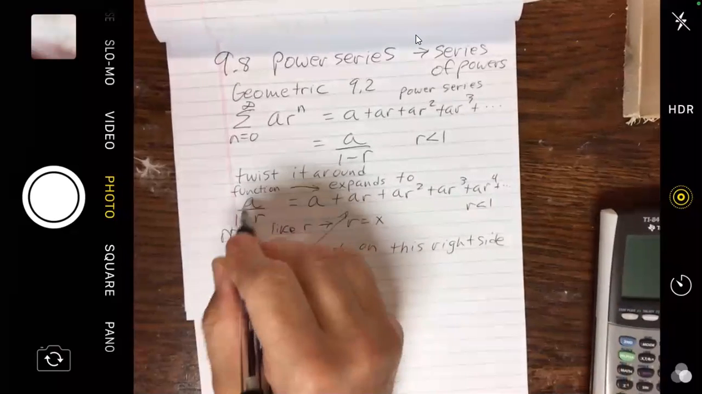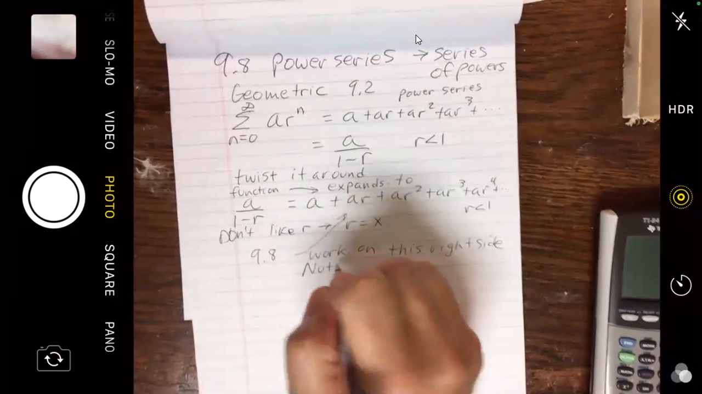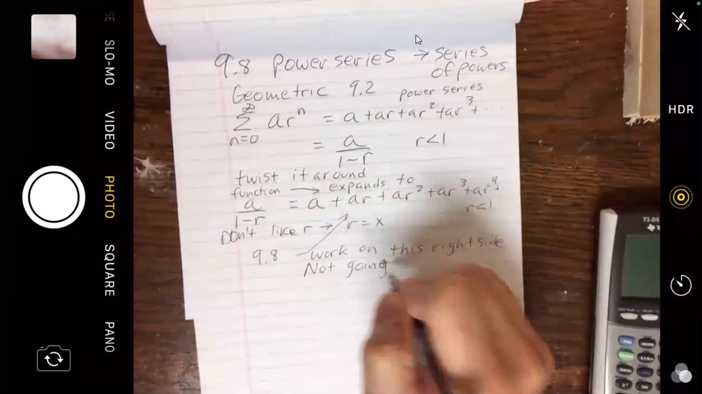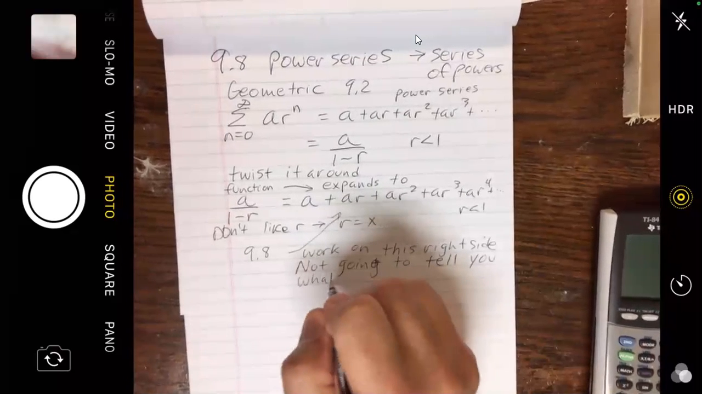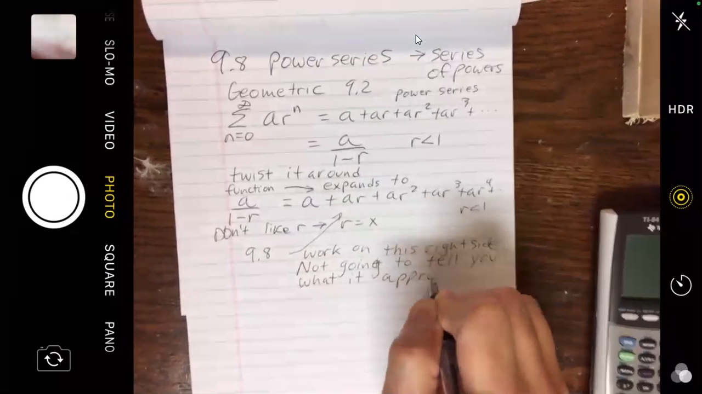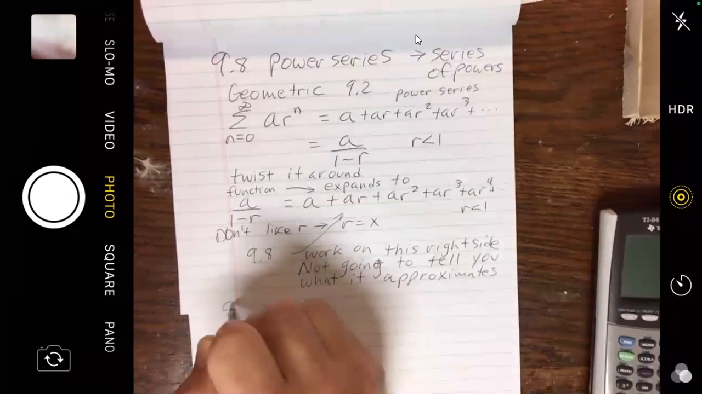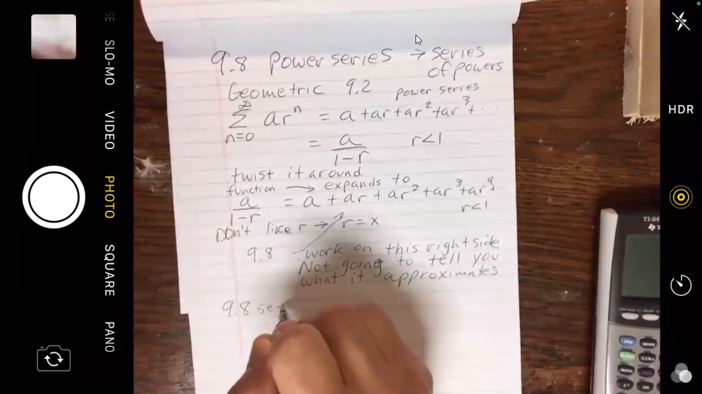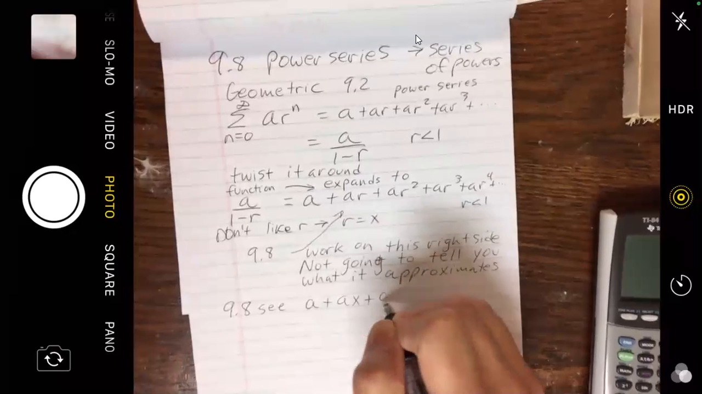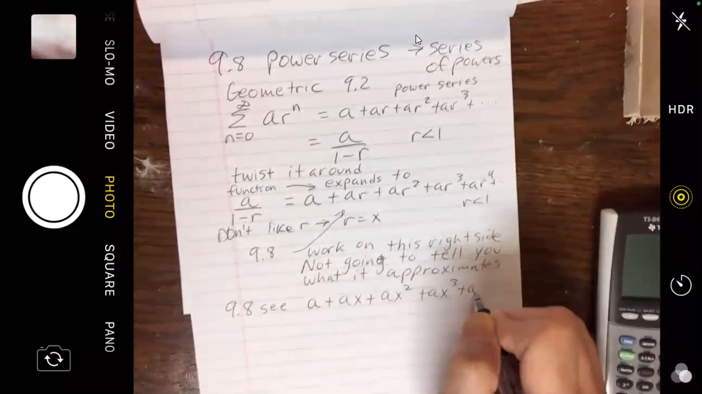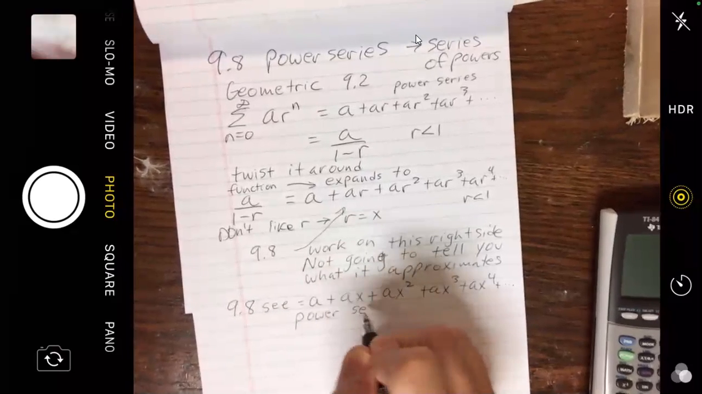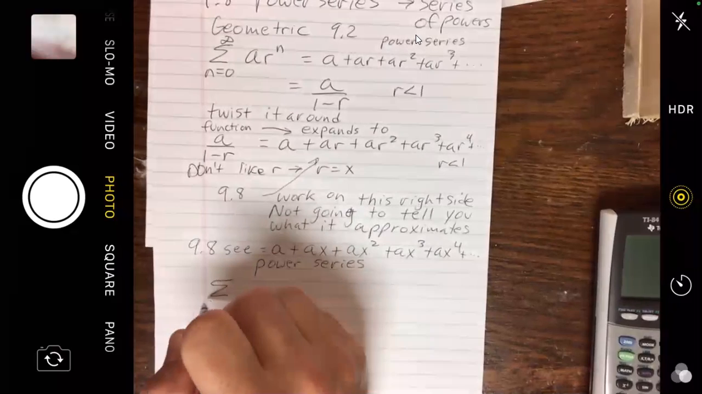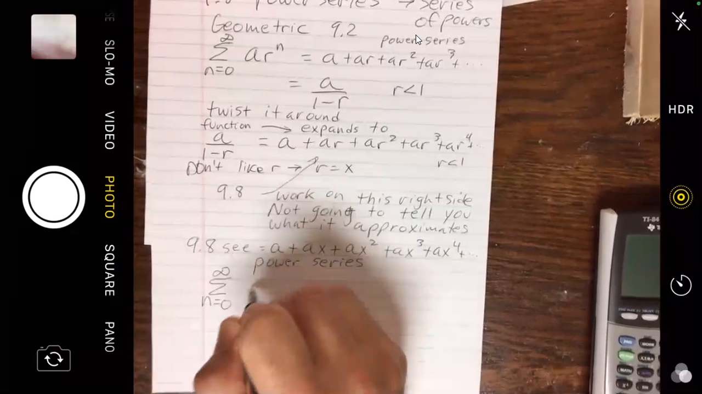And they're not going to tell you what it represents or what it approximates. And that makes 9.8 a whole bunch of gibberish. So in 9.8, you're going to see a plus ax plus ax squared plus ax cubed plus ax to the fourth, blah, blah, blah. That's called a power series, and it can be expanded back to the summation n equals 0 to infinity of a x to the n.